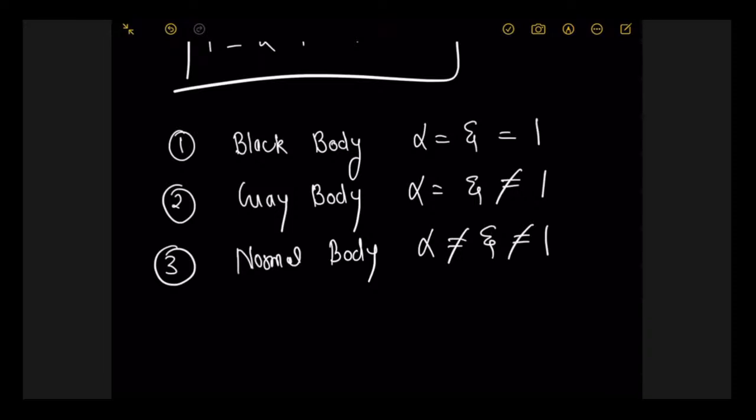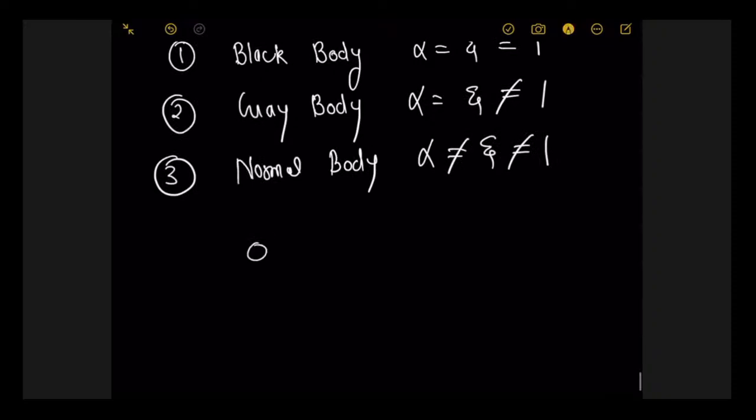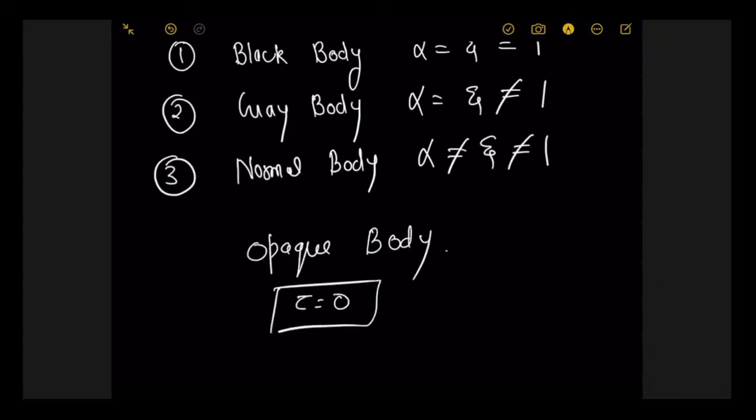So we have done with all the laws, how much energy it has. If an opaque body is there, then in that condition tau equals 0. Transmittivity equals 0.